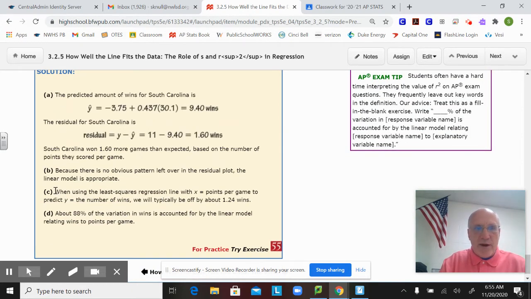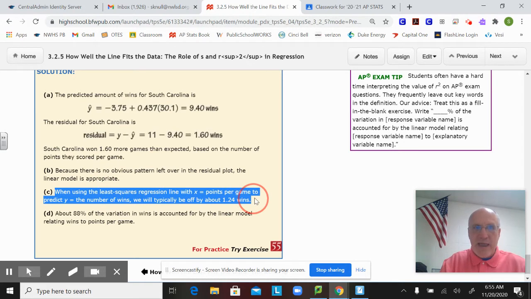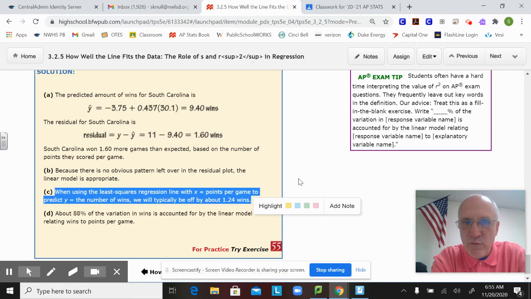When using the least squares regression line with X equals points per game to predict Y, number of wins, we will typically be off by about 1.24 wins. That's exactly how I would interpret S. When using the least squares regression line with X equals whatever the X is, to predict Y equals whatever the Y is, we'll typically be off by about 1.24 Y. So other than changing points per game, number of wins, and 1.24 wins, those would change based on the context. Other than that, that sentence is perfect.